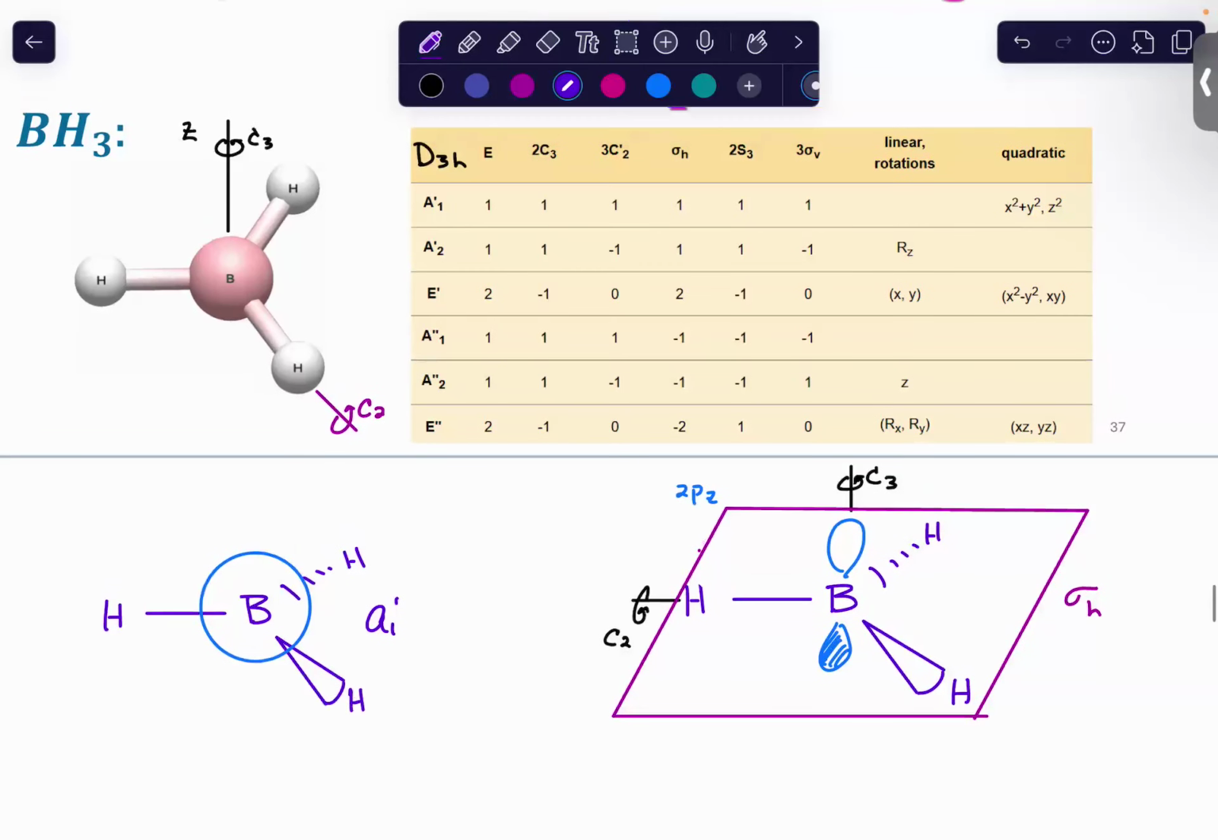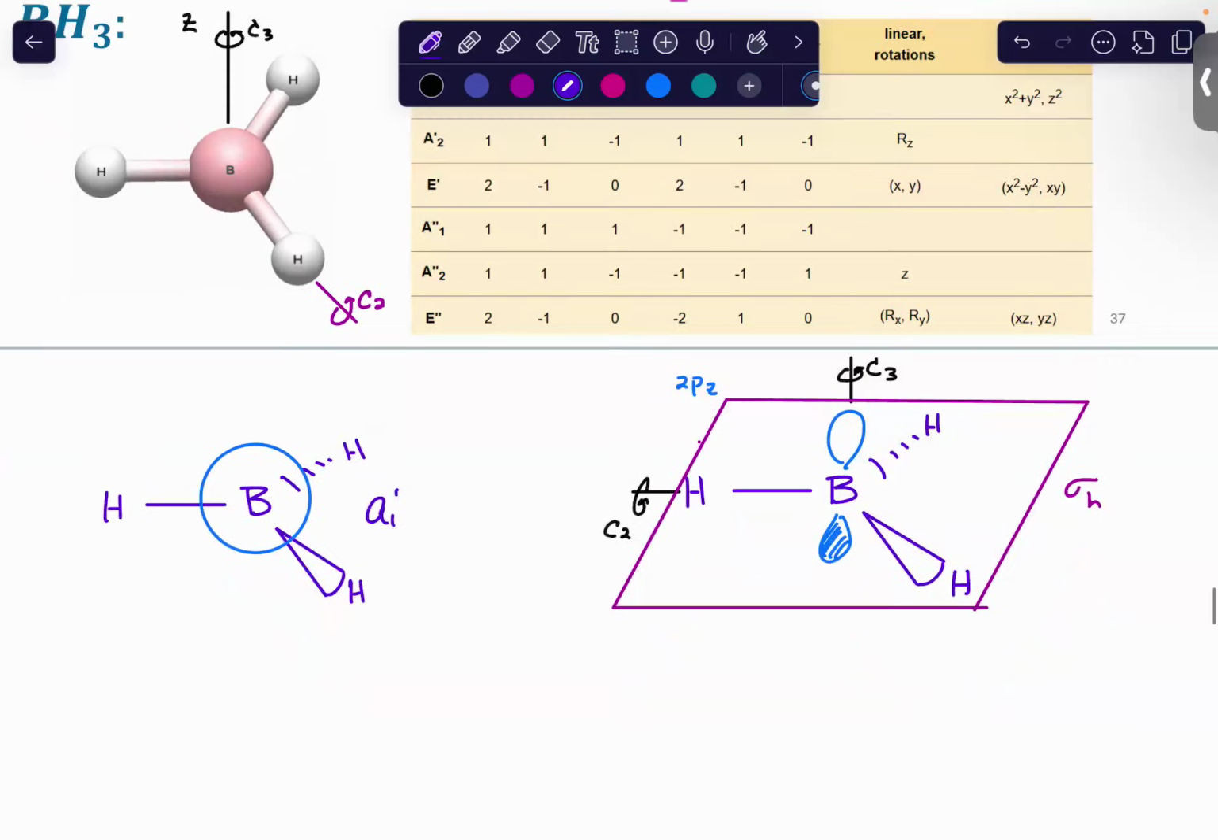Let's start taking account of some of these interactions. So C3, that's not going to change it. That gives you a 1. The E is going to give you a 1. The C2 prime gives me a -1. Sigma H is -1. So A2 double prime. Then your S rotation will give you a -1, sigma H -1, but your sigma V's will all be a +1.